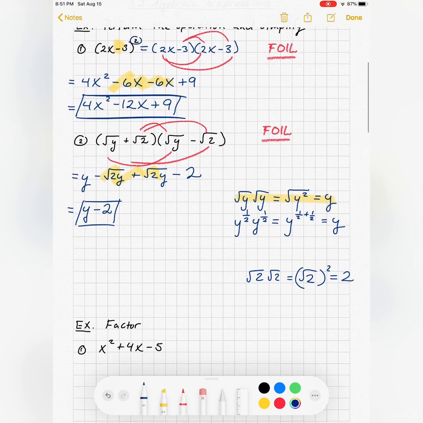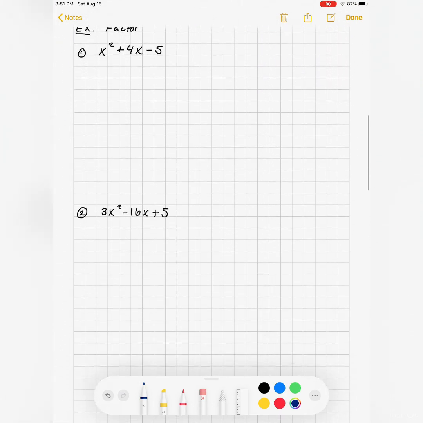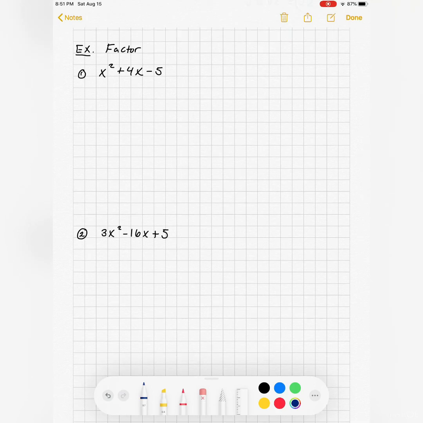Okay, so what about going the opposite direction? Instead of expanding, what if I take some polynomial, or in this case quadratic expressions, and I factor those? So I want to write them in factored form. You should remember this pretty well. My lead term is an x squared, so my factors would need to be x and x. So how does this work? I have to look for numbers that add up to 4 and multiply to -5.